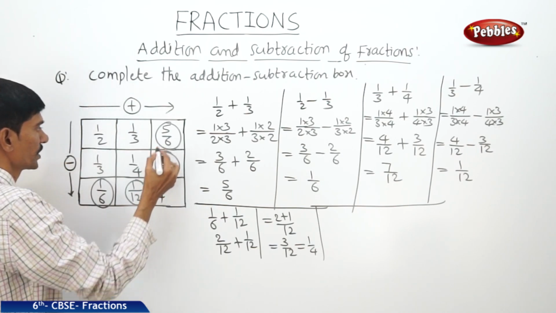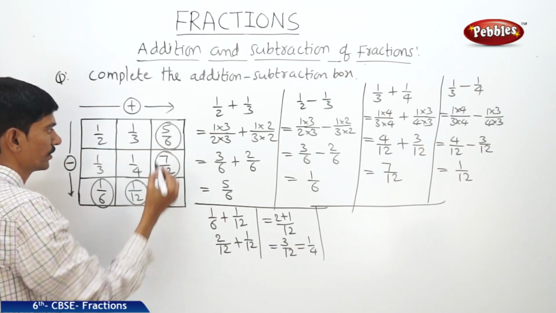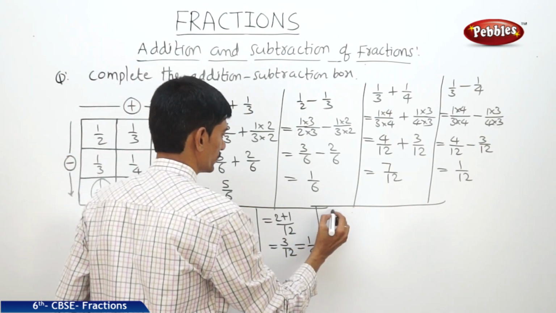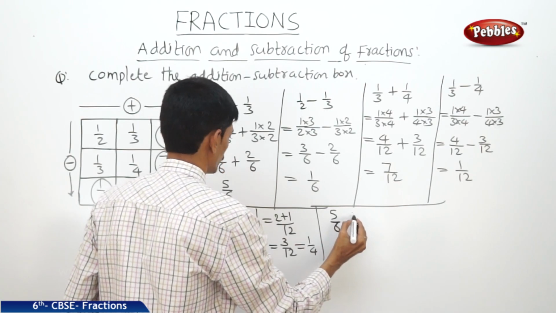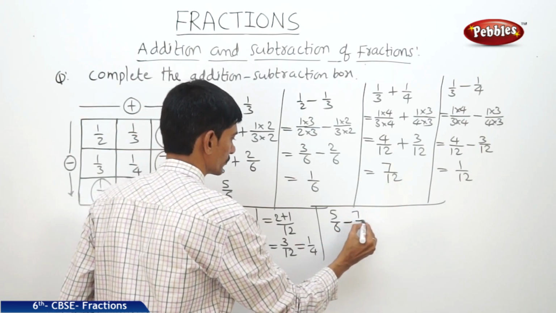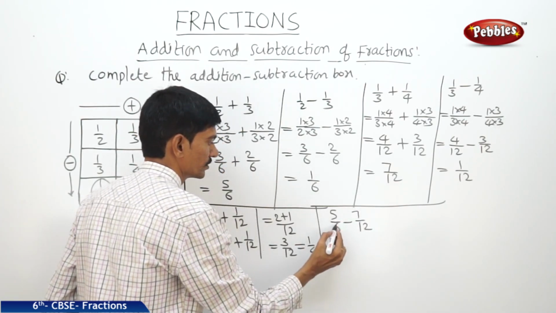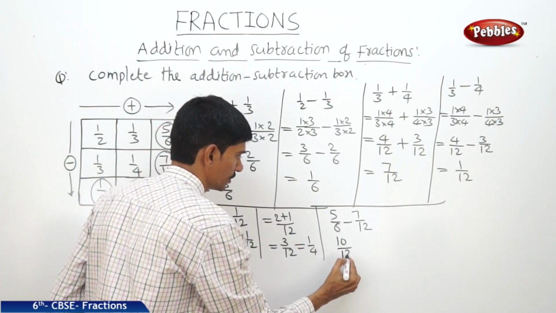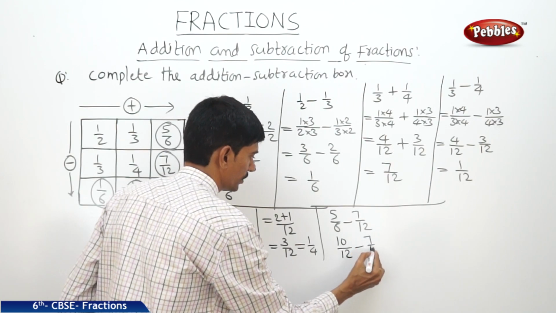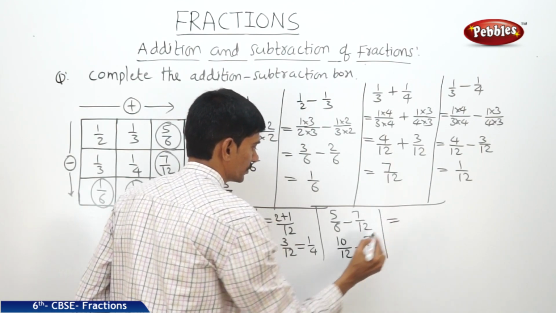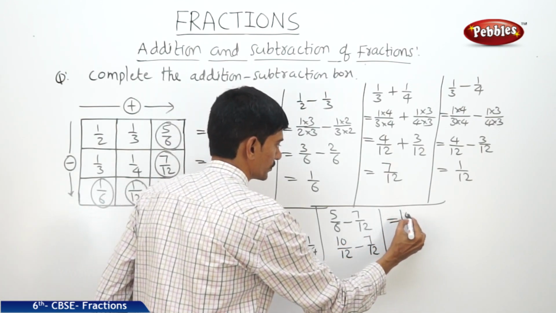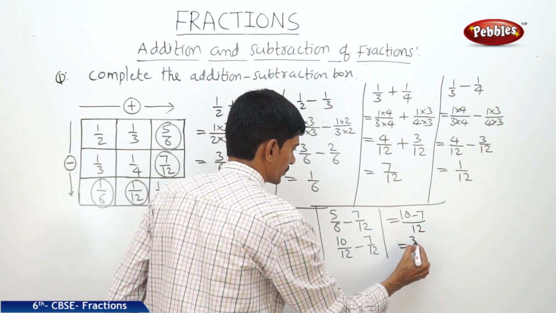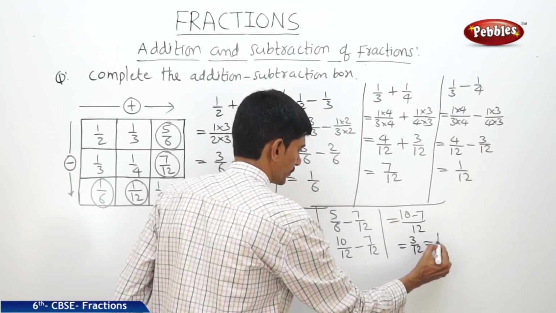And let us subtract 7/12 and 5/6. So 5/6 minus 7/12. Here 5/6 can be written as 2 fives are 10 by 2 sixes are 12, minus 7/12. So this equals (10 minus 7)/12, which equals 3/12. So this is 1/4.